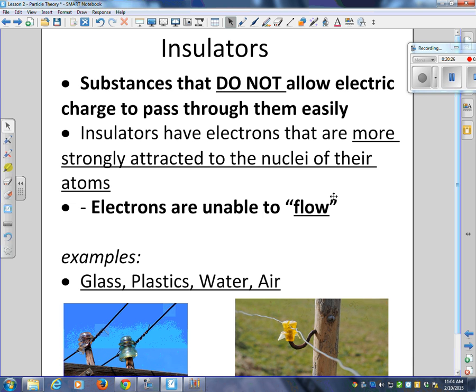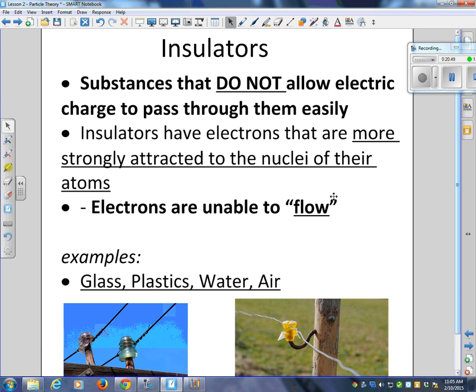Examples of insulators. There are substances that do not allow electric charge to pass through easily, like the rubber around the wires. Insulators have electrons that are more strongly attracted to the nuclei. They're strong. Rubber hangs on to its electrons. Electrons are unable to flow. And here's some examples.